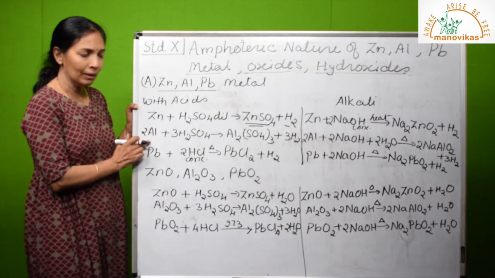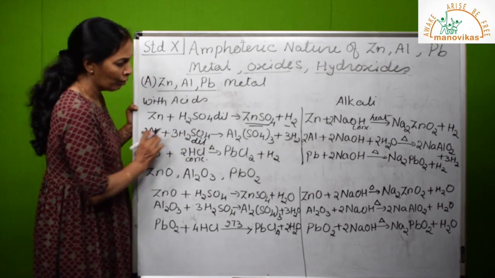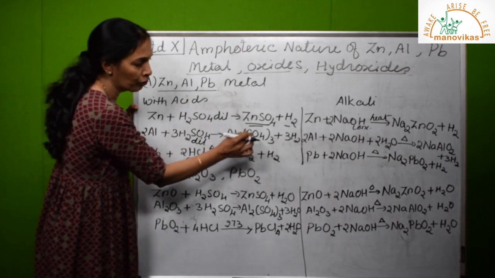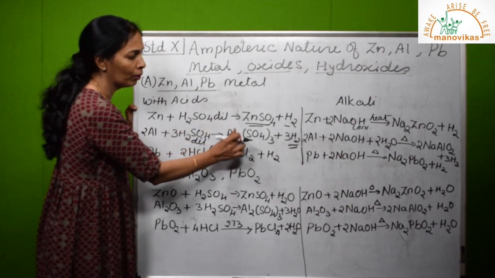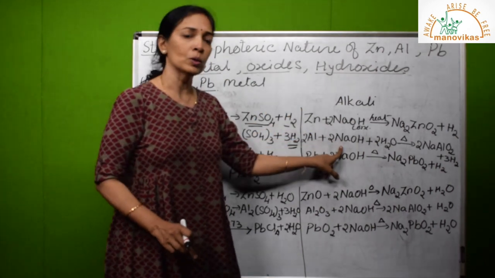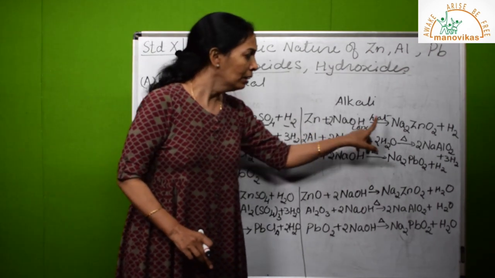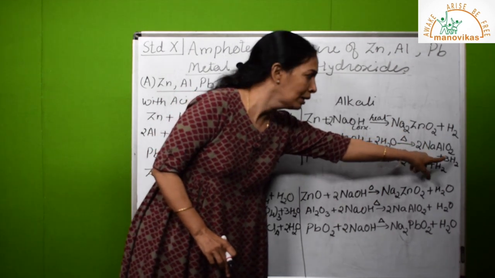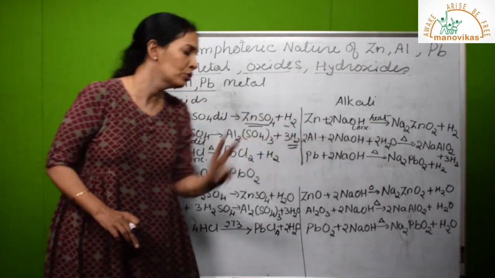Now aluminium metal reacts with dilute sulfuric acid, then it will form aluminium sulfate, Al2(SO4)3, and hydrogen gas is displaced. So metal reacts with dilute acid, forms salt and hydrogen is displaced. With alkali also, aluminium reacts with concentrated sodium hydroxide in the presence of water to form sodium aluminate, a salt, and hydrogen gas is given out. So salt and hydrogen there.